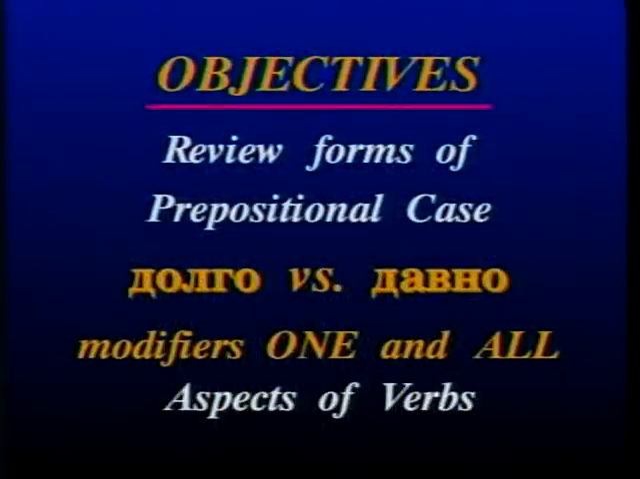Take a look at that. We'll very briefly review prepositional case. We will look at долго, for a long time, versus давно, for a long time, and how they're different and when to use which. Хорошо? Similar to это, we will use modifiers один, or весь, entire and all, the whole thing. Хорошо? Those also depend on the gender. And more on aspects of verbs, you will see those aspects of verbs quite a bit. Хорошо. Let's review how modifier this works.